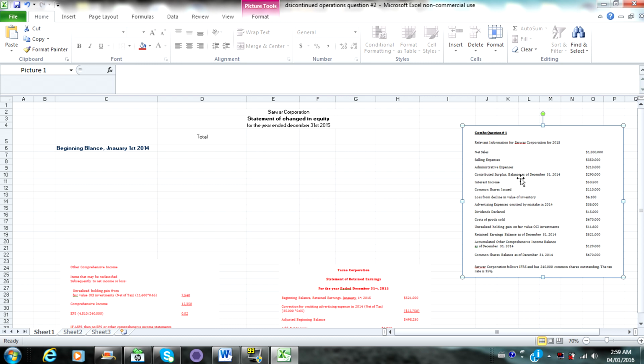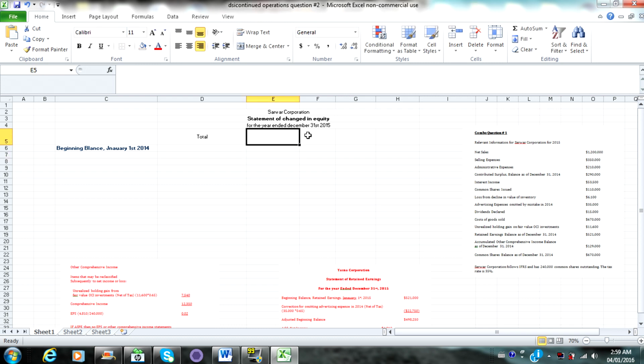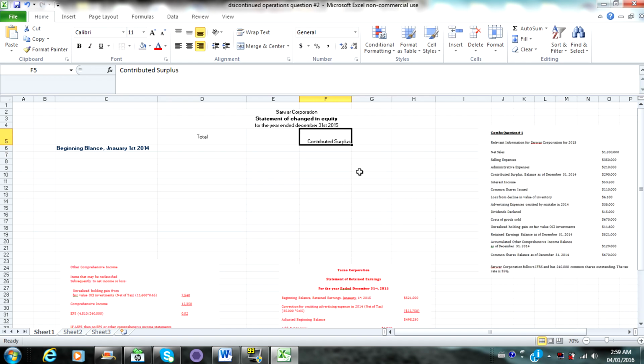Clearly, we have a contributed surplus account, so I'll include that. Contributed surplus is actually a shareholders' equity account. You may not know it, but I'll explain it in just a brief moment. We also have common shares, which is another shareholders' equity account, so I'll add that in there in the rows.